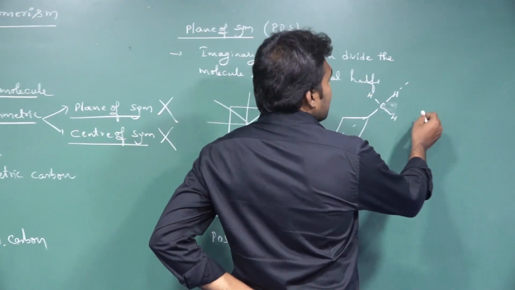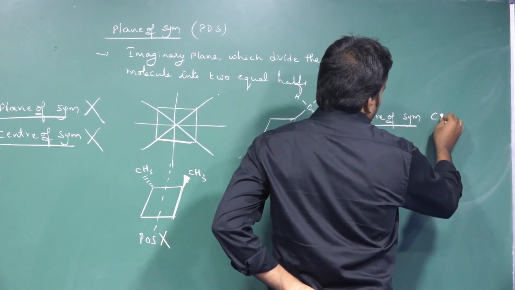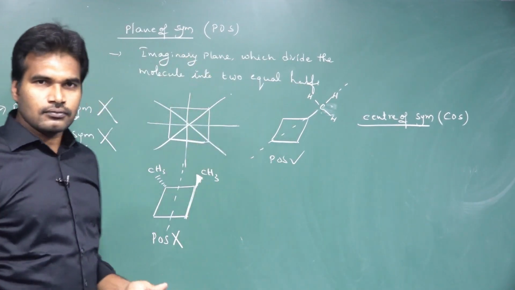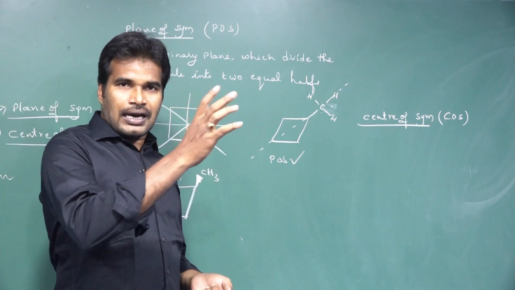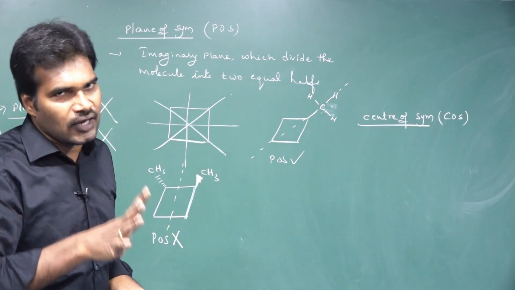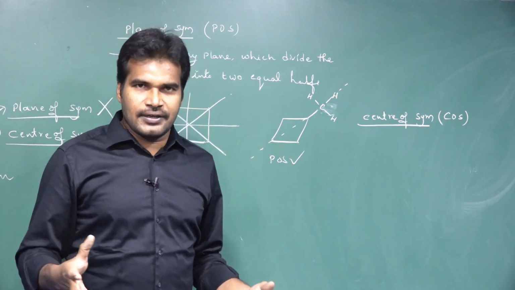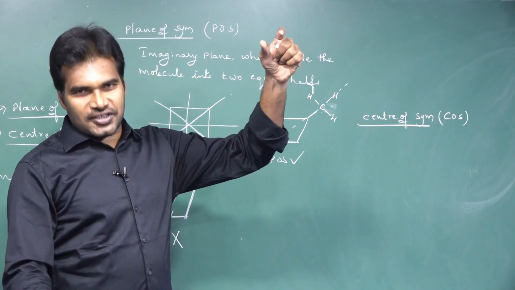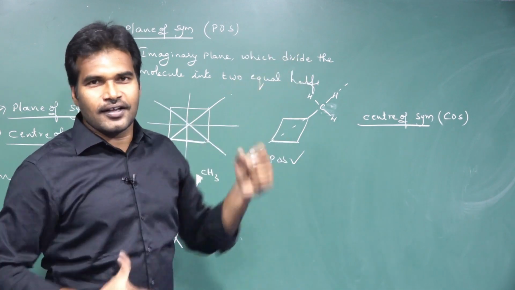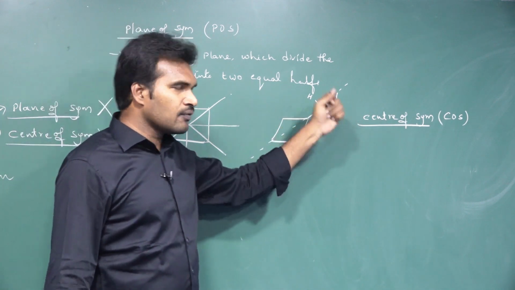Next one, center of symmetry. I am representing center of symmetry with COS. What is the center of symmetry? Center of symmetry is nothing but a line which is passing through the center. That line should pass through the center of the molecule. That's the first condition. The second condition is, if there are two similar groups, both the groups should be opposite to each other. Whenever the two similar groups are opposite and also equidistant from the center, when they fulfill these three conditions, definitely that compound is having a center of symmetry.